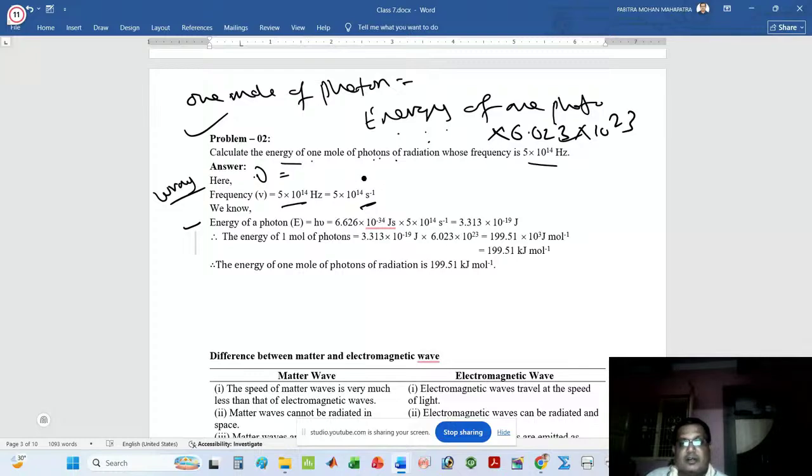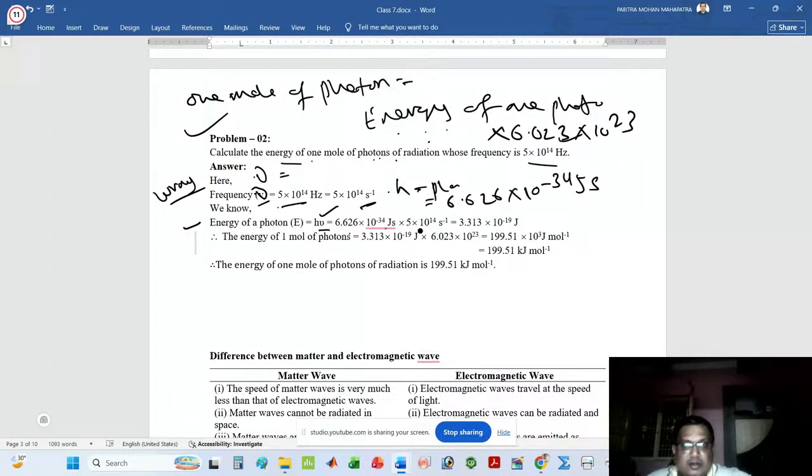I have written here. We know that energy of photon is equal to h nu. h is the Planck's constant. Planck's constant is equal to 6.626 into 10 to the power minus 34 joule into second. Here we know that E is equal to h nu. Nu is equal to 5 into 10 to the 14 second inverse. Now put the value of nu. This is nu, not v. Now put the value of nu and h in this equation. So here I can write energy of a photon is equal to h nu is equal to 6.626 into 10 to the power minus 34 joule into second.